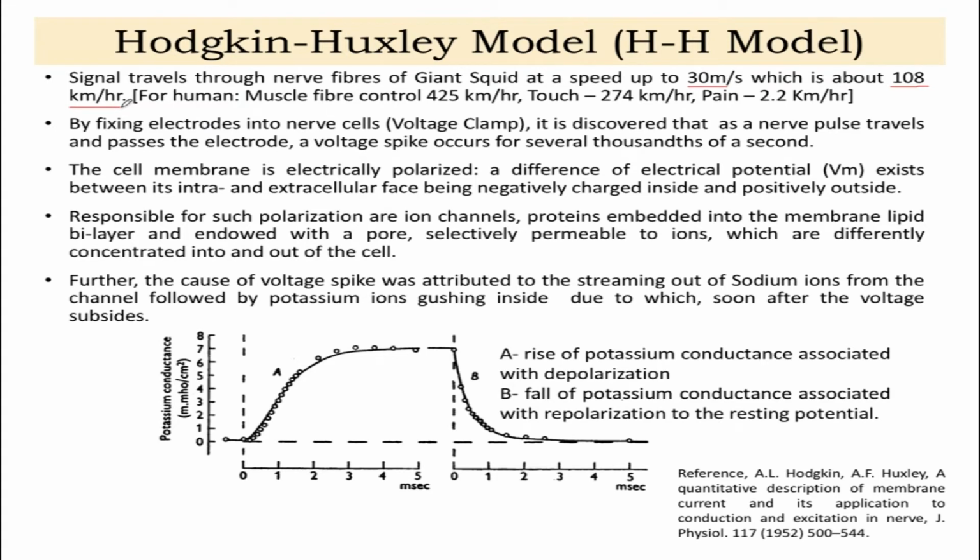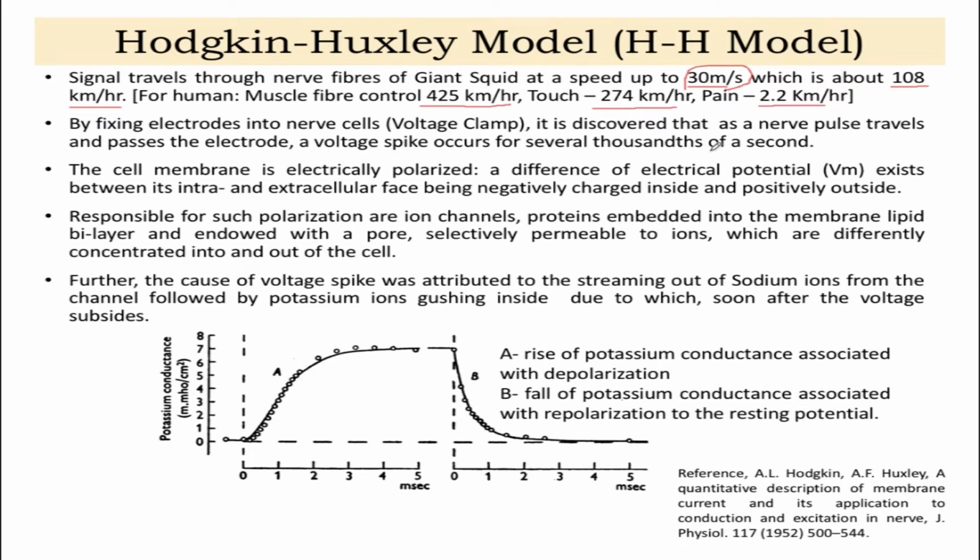Now, for your information, for humans, muscle fiber control speed is something like 425 kilometers per hour, almost like an aircraft's taking off speed. And touch is about 274 kilometers per hour, almost like a bullet train speed. However, the pain signal goes at a very slow speed, something like 2.2 kilometers per hour. So this is just a reference for where we are in terms of the giant squid speed, which is not very high, not very slow.